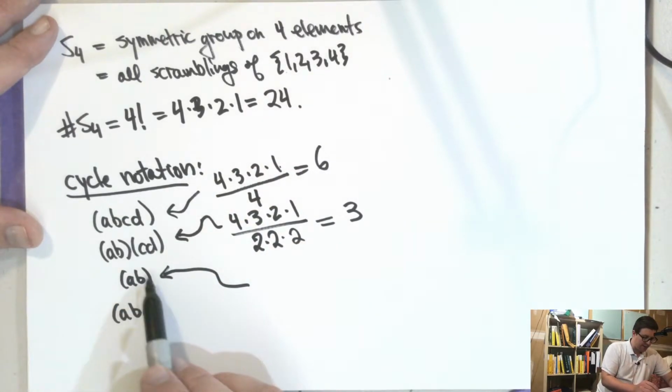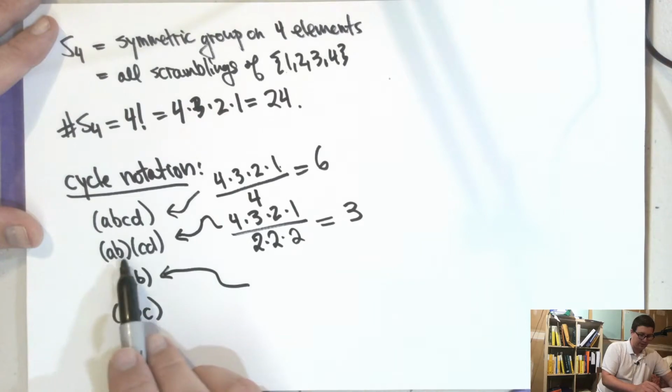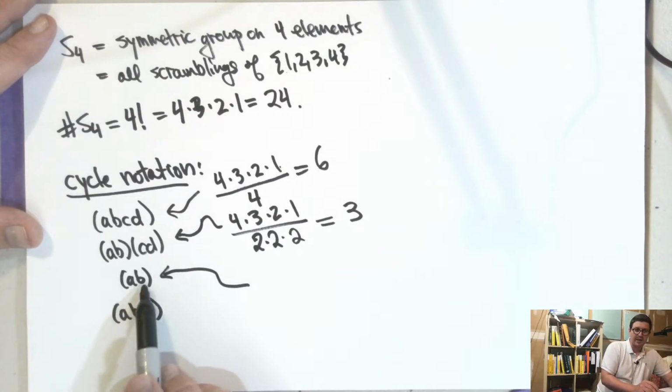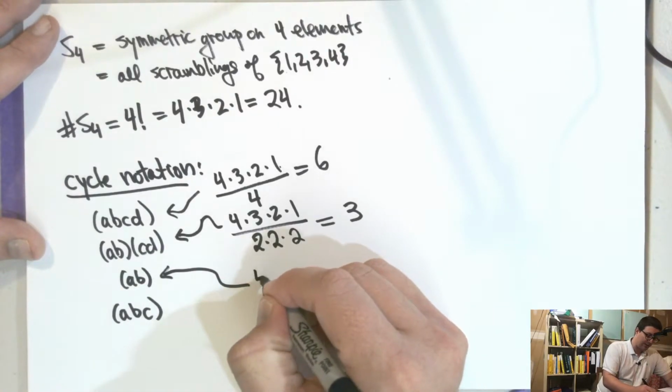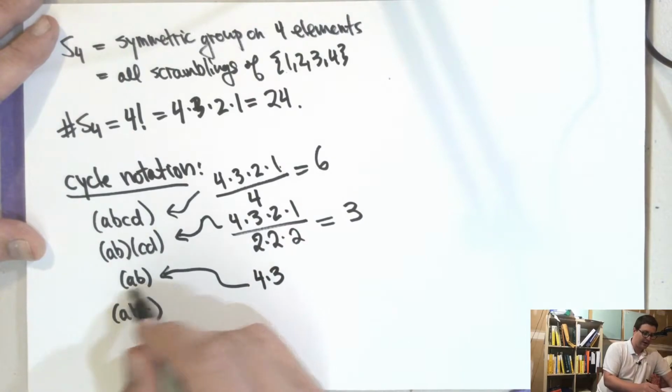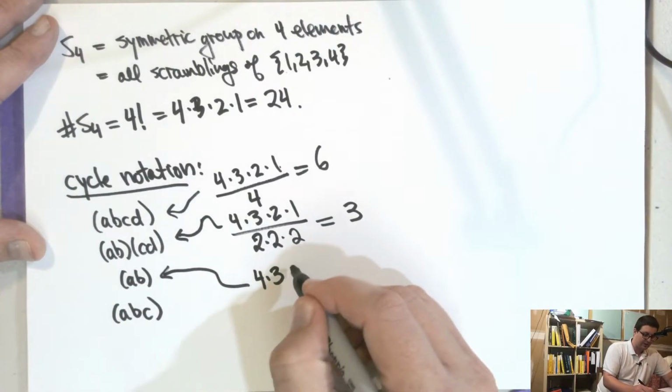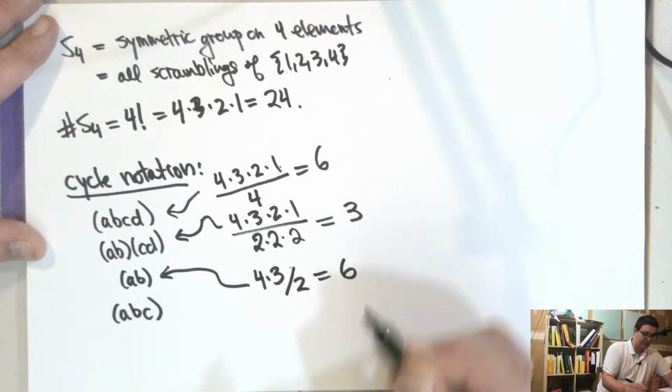This one here, however, which is one of the factors of this one, it would just be AB. Well, whatever C and D are, they're going to be fixed by this thing. And so this thing just has 4 times 3 options, right? And then we're overcounting by 2. So this thing will be 6. There'll be 6 of these.